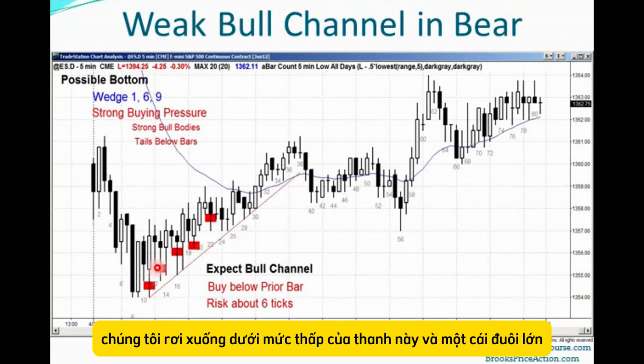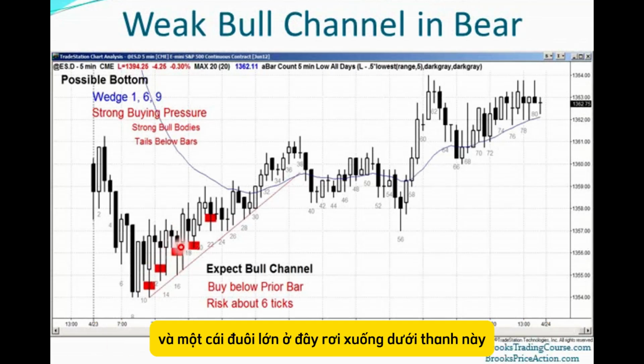We fell below the low of this bar and a big tail. We fell below the low of this bar and a big tail. And a big tail here. Fell below this bar, big tail. Fell below this bar, big tail.